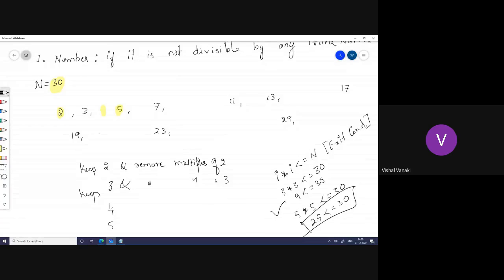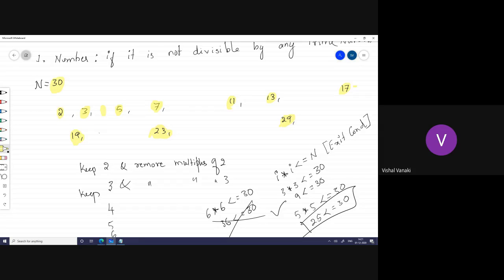The next number is 6. So let's check the condition. 6 multiplied by 6 is 36, less than or equal to 30? The condition fails. When the condition fails, stop your work. The remaining numbers are your prime numbers. Don't you think all of these numbers are prime numbers?